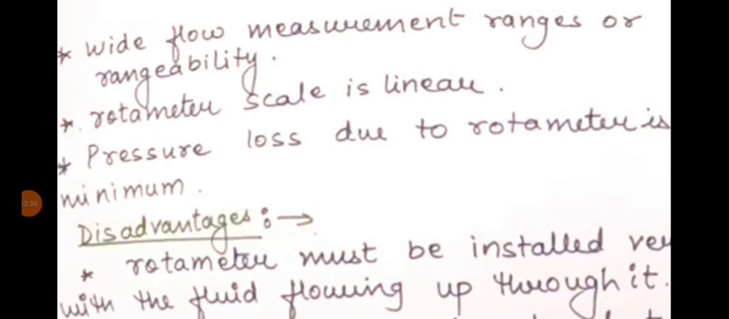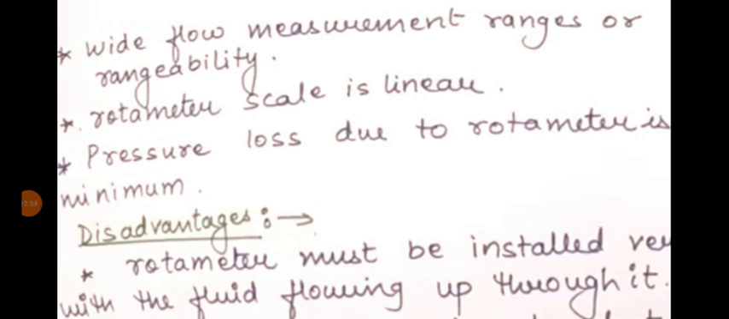Then the pressure loss due to the rotameter is very minimum. So in rotameter measurement, the pressure loss will also be minimum. So these are the advantages of the flow measurement.